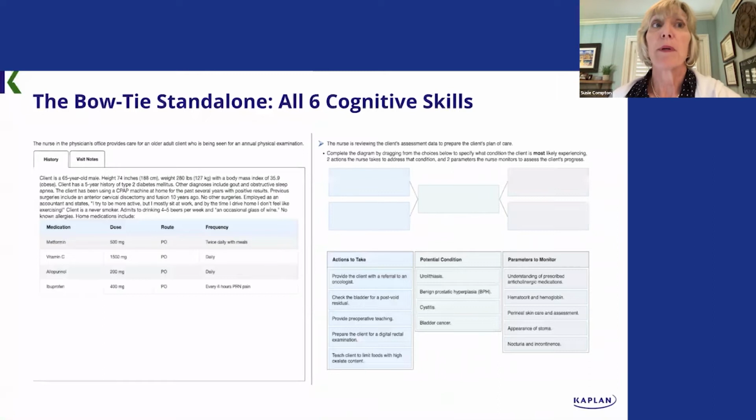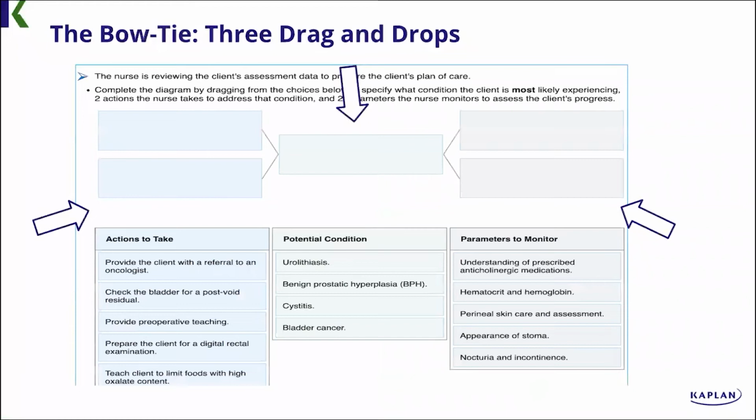The bow tie is my personal favorite. Why? Because you get to do all in one item. This is an example of a bow tie question. This item has 2 tabs, history and visit notes. The bow tie is really 3 drag and drop items.